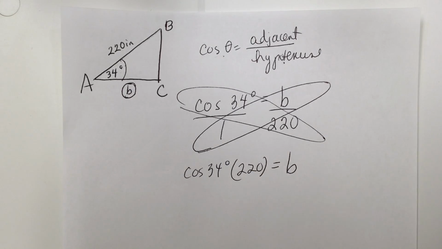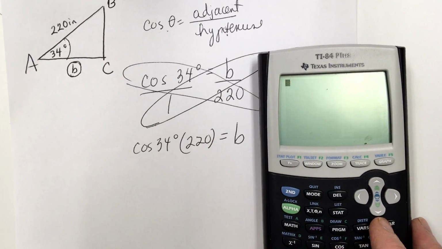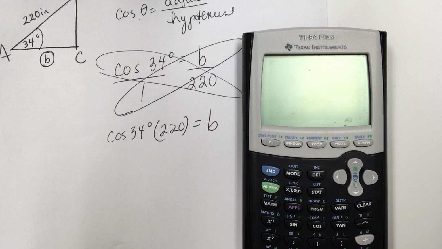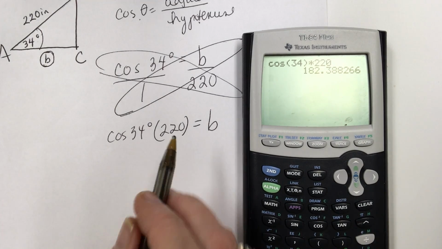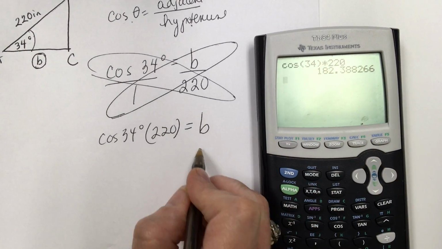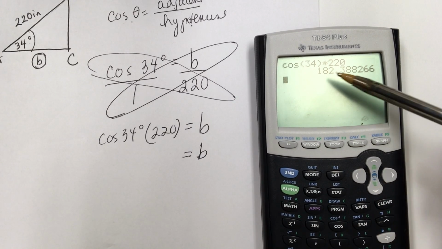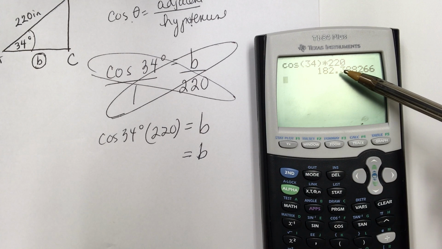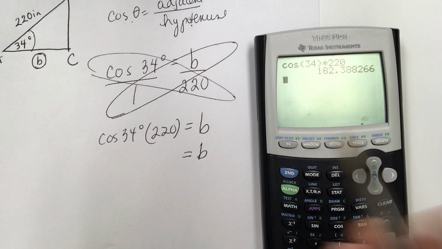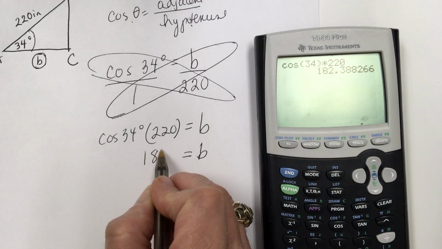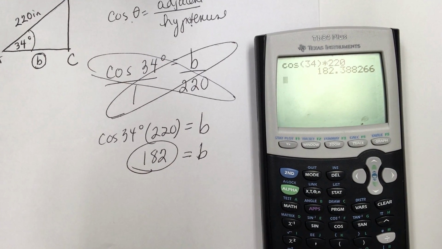Again, I'm in degrees, so make sure that you have your calculator in degrees. And you're going to have cosine of 34 degrees times 220. Therefore, B is equal to, let's write it to the nearest whole number, 182.3. If that was 0.5 or up, we would go up to 183, but our answer is 182. So B is equal to 182 in this problem.